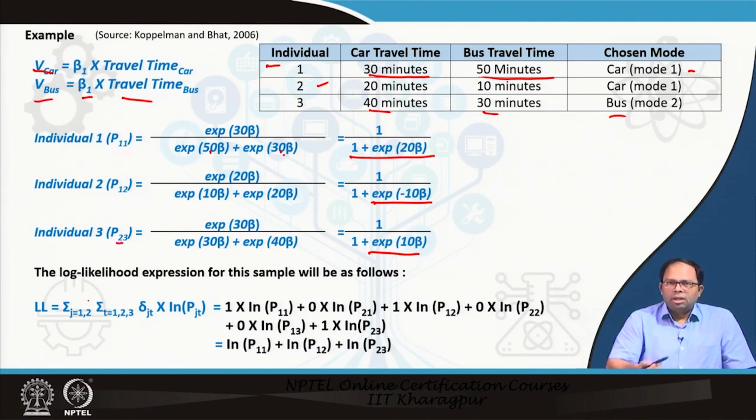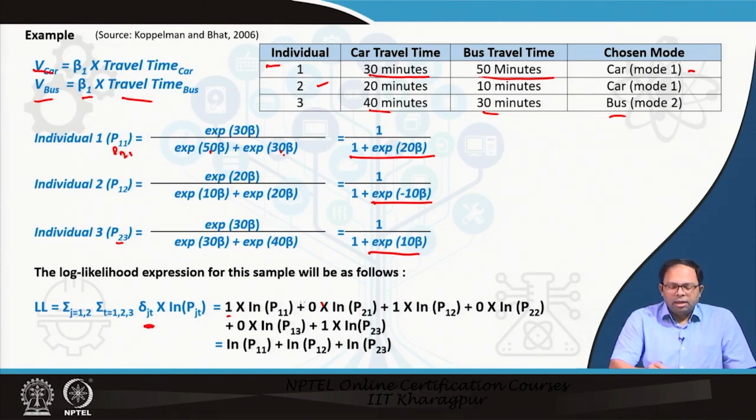I could have estimated all the probabilities, but it is not required because in the log likelihood expression, because of the delta Jt values, we only consider them in the equation in the form where we use 1 where it is chosen. So, 1 into ln p11 and 0 into ln p21. So, p21 is actually not required to be estimated, that is why I have not estimated it. Otherwise, you could have done that.